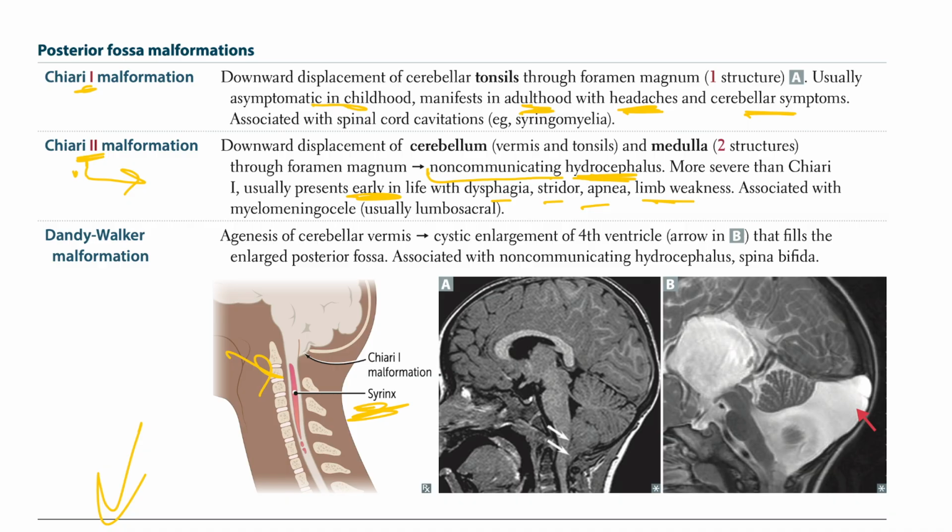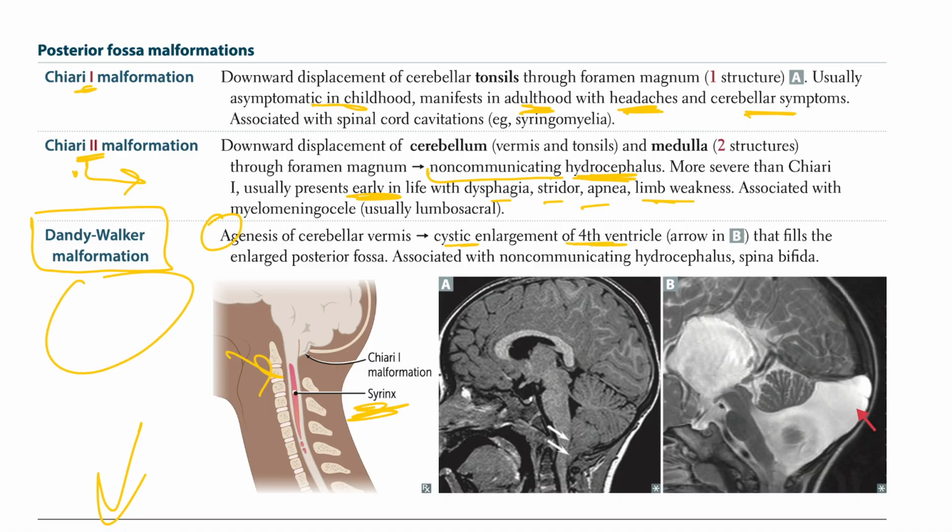Now let's talk about one thing, which is the midline structure known as the vermis of the cerebellum. That is the Dandy-Walker malformation. Dandy-Walker malformation is basically agenesis of the cerebellar vermis, which leads to cystic enlargement of the fourth ventricle.